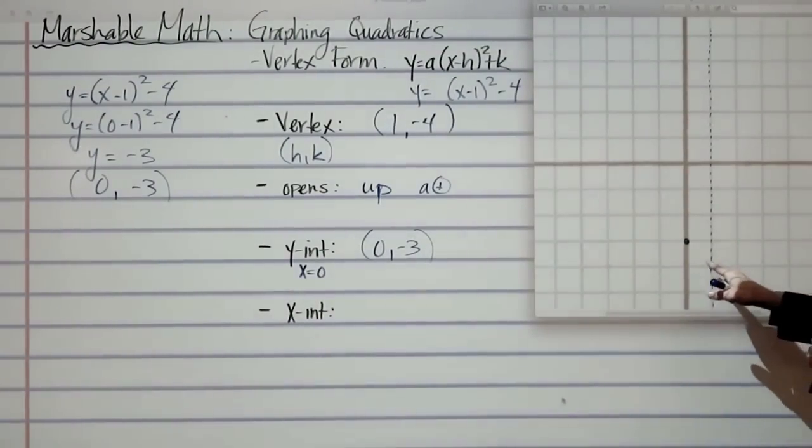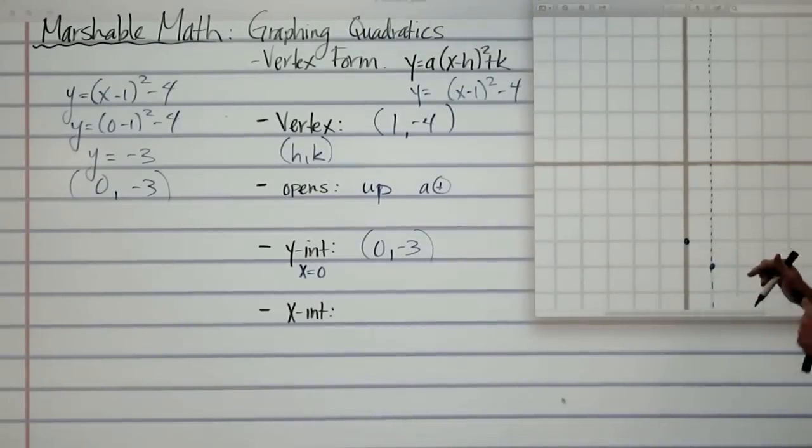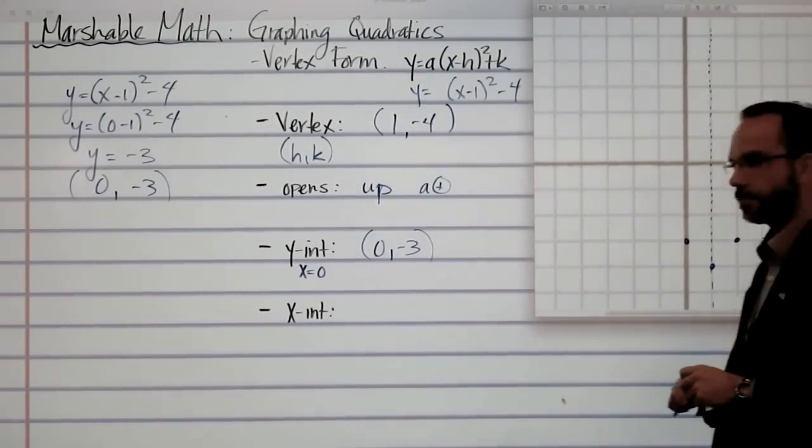So if I have a point here that is 1 unit away from the axis of symmetry, I've got to have a duplicate point right there. I don't even need to figure it out. I just know that this point right here, which is, what is that, (2, -3), will actually be on the graph.